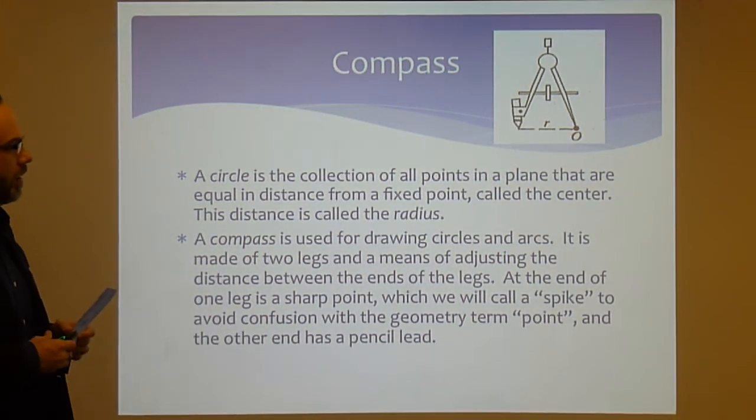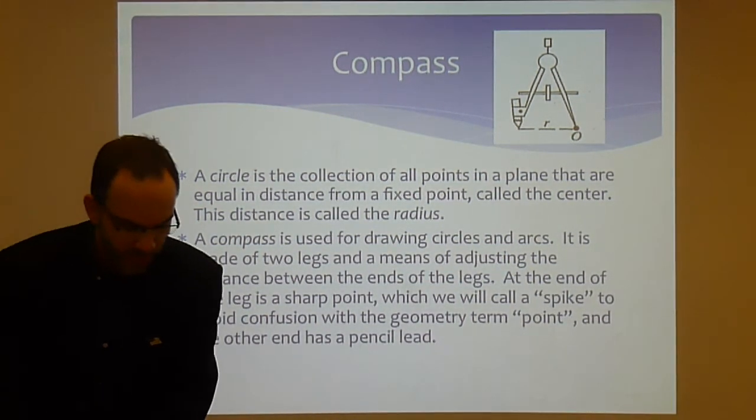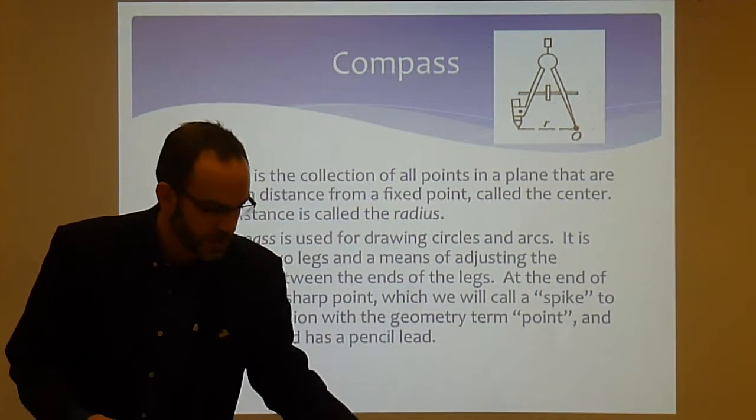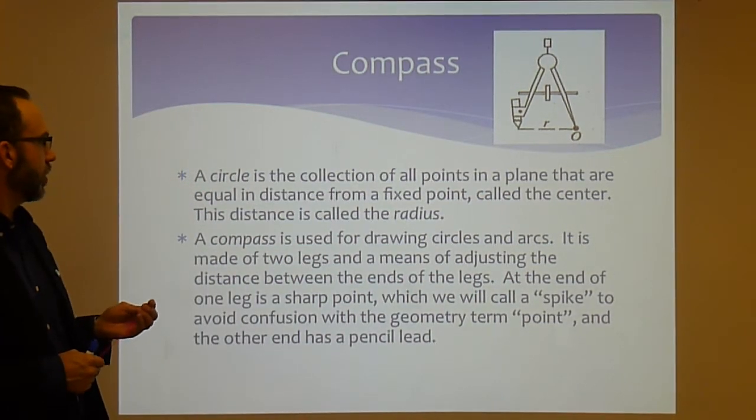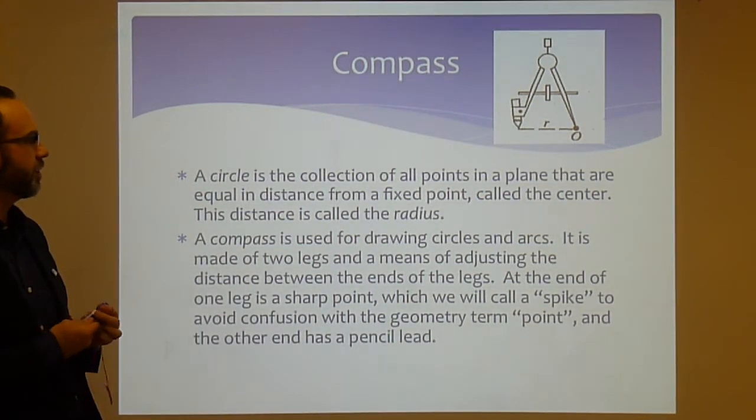And a compass. Before we get to a compass, let's talk real quick about a circle. A circle is, by definition, the collection of all points that are equidistant from a center.